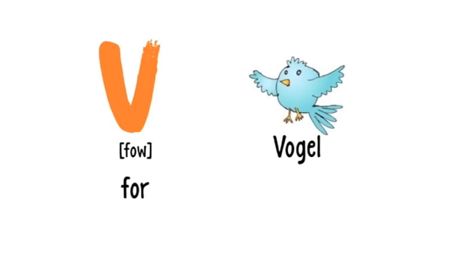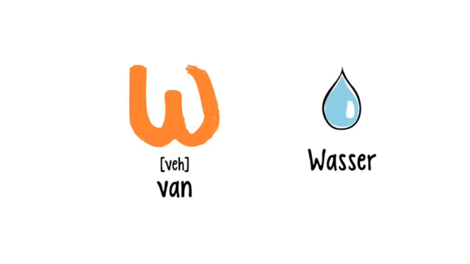V is pronounced like the F in the word for. In German we have the word Vogel, which means bird. The next one is W, which sounds like the V in the word van. The German word with the letter W is Wasser, which means water.